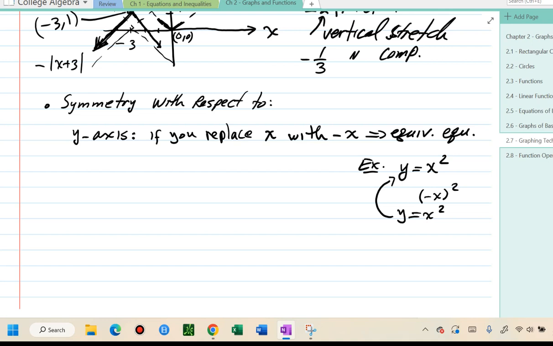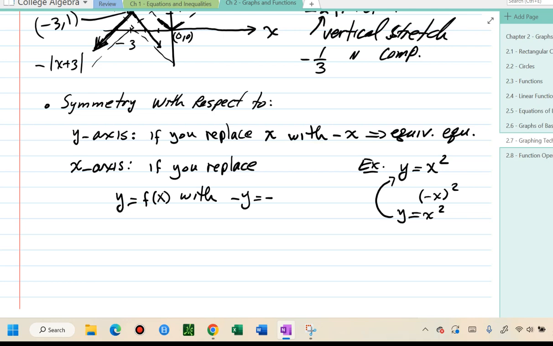Okay, now what about symmetry with respect to the x-axis? In order to be symmetric with respect to the x-axis, this is if you replace, this time, y in y equals f of x with negative y, and you should get the f of x. You see that? So y and negative y should equal f of x.